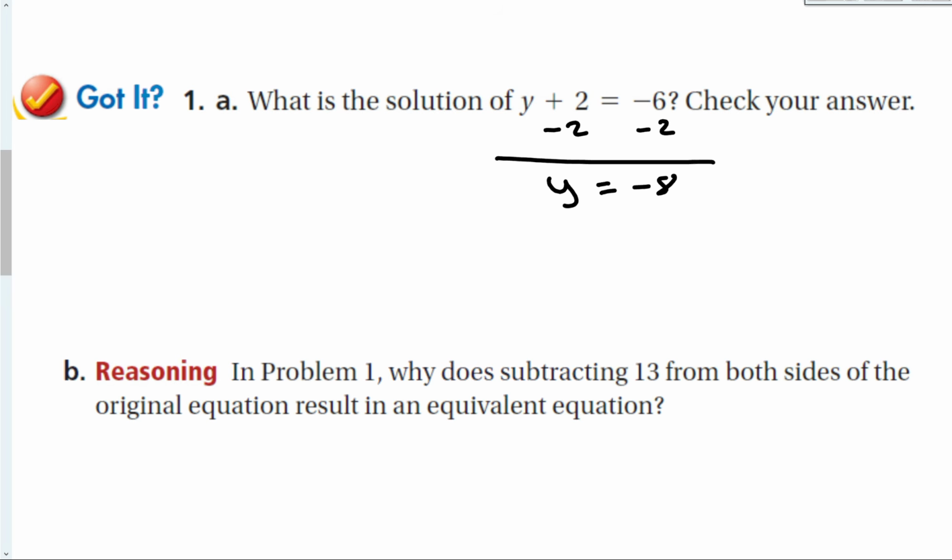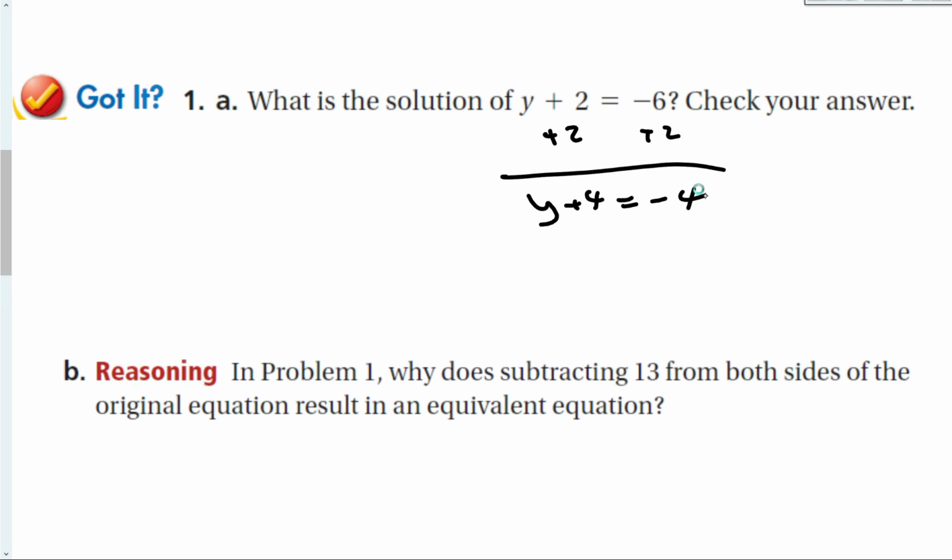Now, if perhaps I wasn't sure what to do, and I wanted to try to add 2 to both sides of an equation, you would see that this does not make a simpler equation. This would be y plus 4 is equal to negative 4. Well, that's nice, and that is an equivalent expression, but it's not a simpler one, and it doesn't get us closer to the answer. So make sure that we're always doing the opposite operation when we are trying to solve.